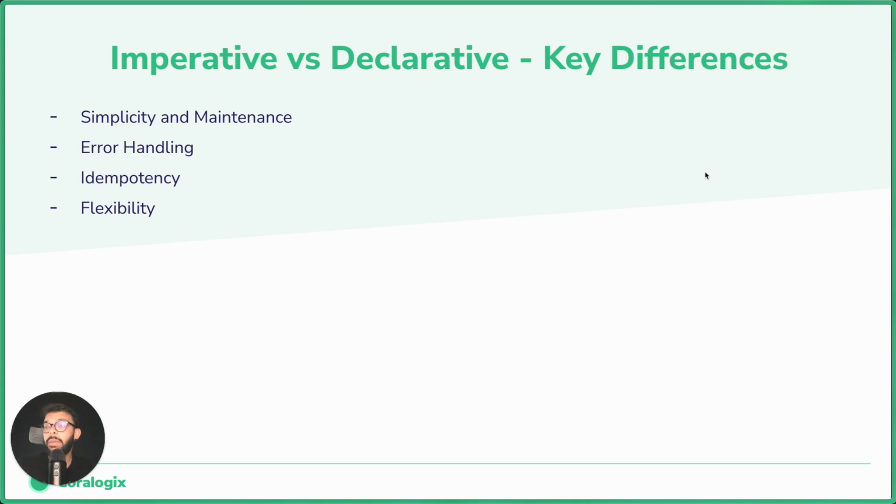The last but not least, flexibility. Well, the declarative approach is a little bit less flexible in terms of custom operations, since it abstracts away the procedural logic, while the imperative code offers more control and flexibility for custom operations and complex workflows. Well, folks, those are the differences between imperative and declarative code.